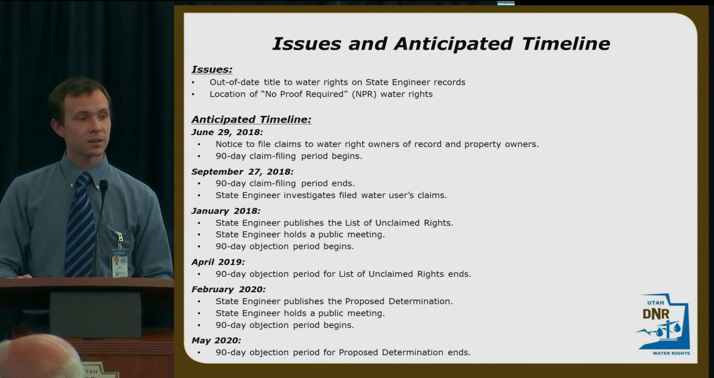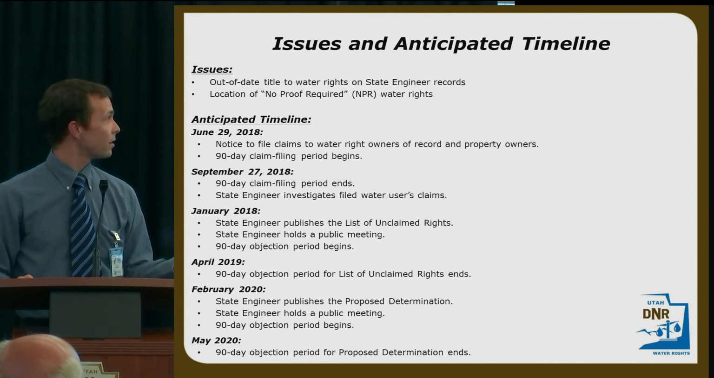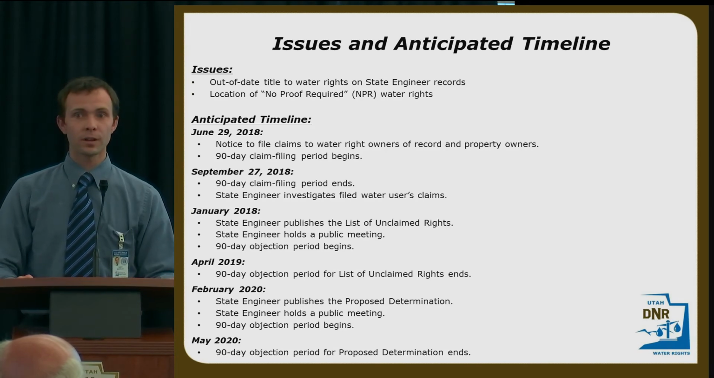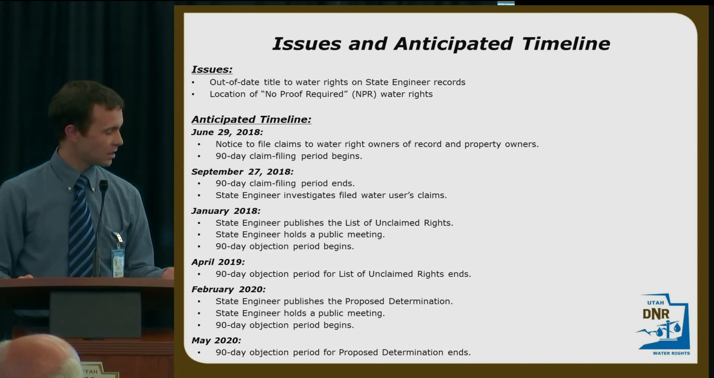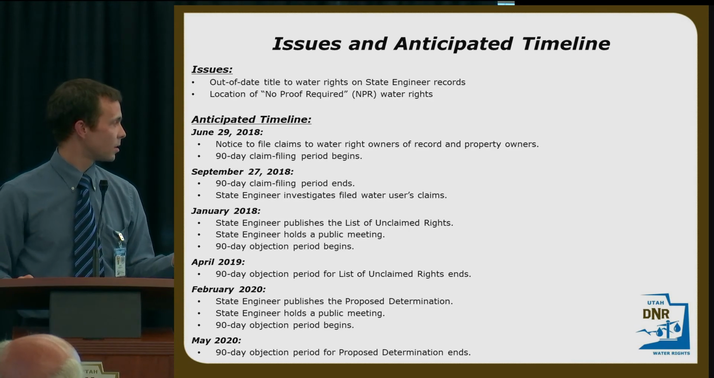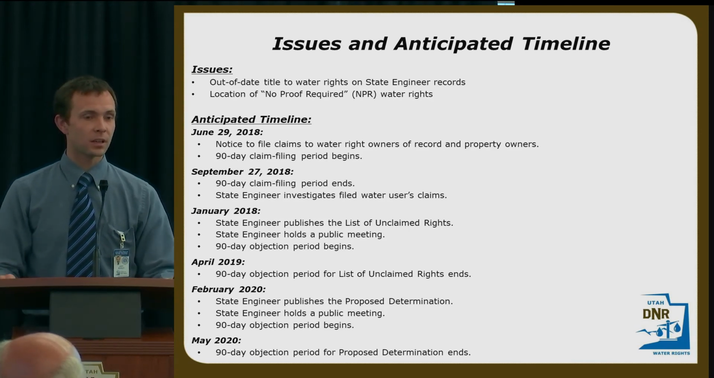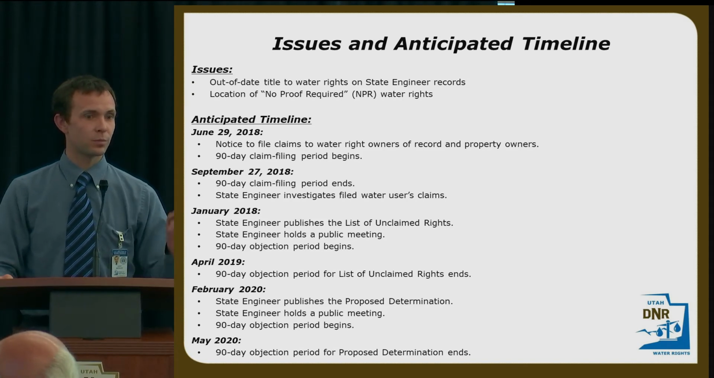Publishing the list of unclaimed rights is anticipated in January. Of course, we don't have a day set for it, and we don't have a day set for the future events, but February, the proposed determination, 90 days after that, the objection period would end, and then we would be seeking a judicial decree on this portion, on this subdivision after that.